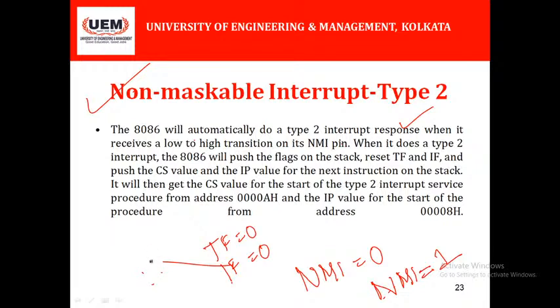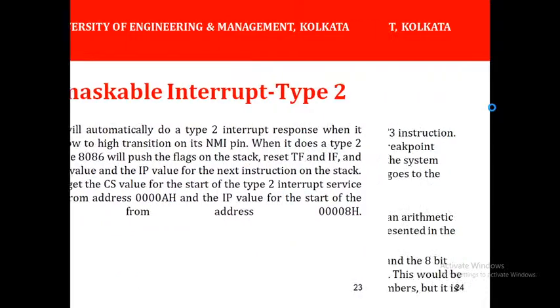then it pushes the value of the code segment, because the code segment basically holds the opcode of the current instruction, and the value of the IP. Why IP? Because IP is the instruction pointer, it points to the next instruction to be executed. So the value of the IP is also pushed onto the stack. It will then get the CS value from the start of the type 2 interrupt service procedure, from the address 0000AH, and the IP value of the start address of the procedure is 000008H.